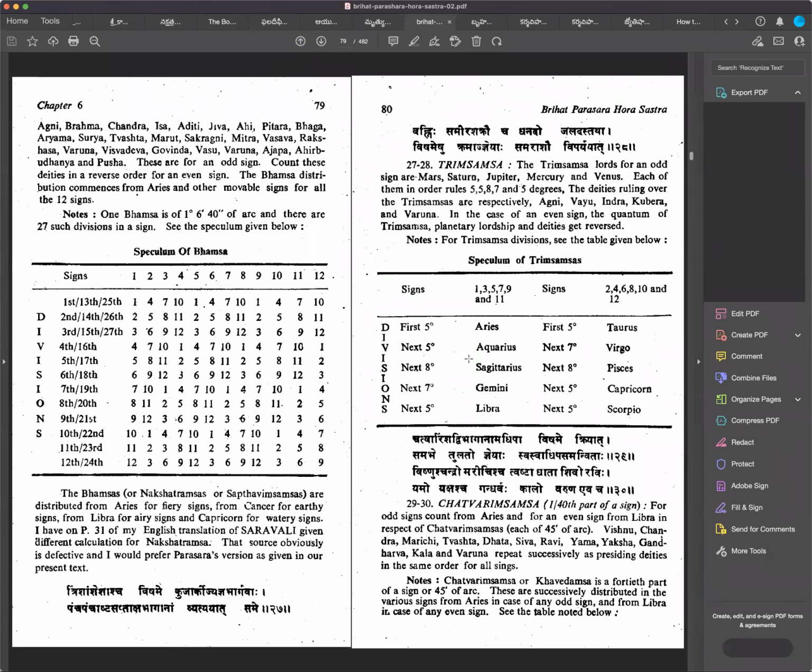Agni, Brahma, Chandra, Isha, Aditi, Jeva, Ahi, Pitara, Bhaga, Aryama, Surya, Swati, Tatswata, Marut, Skharagni, Mitra, Vasava, Rakshasa, Varuna, Visvedeva, Govinda, Vasu, Varuna, Ajapa, Ahirbudnya, and Pusha. These are for an odd sign. Count these deities in reverse order for an even sign.